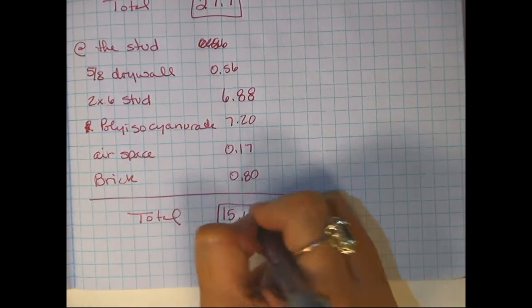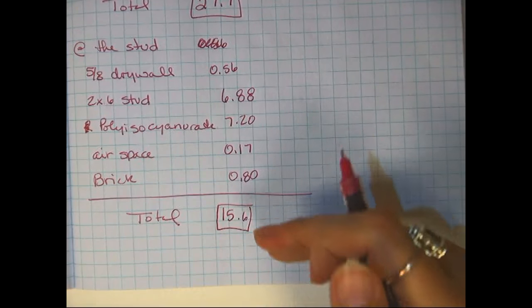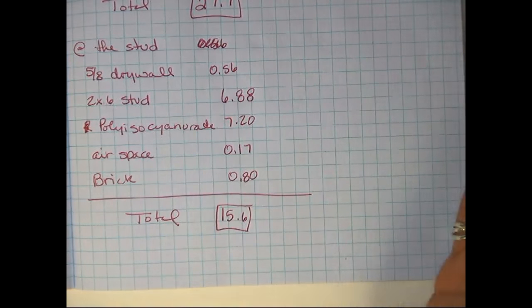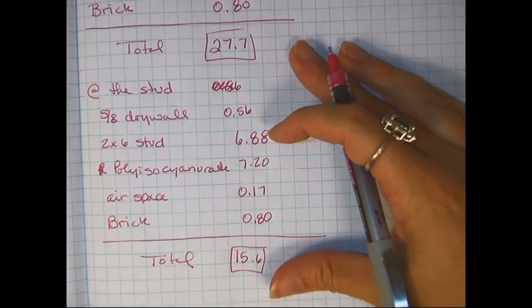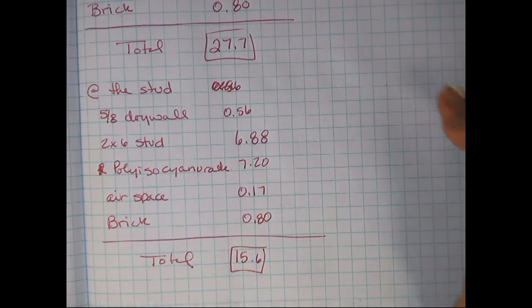What we're saying is at the points in the wall where the studs are, in between the insulation, we have a significantly lower R value, so we're getting less insulation there, which is what we would expect.